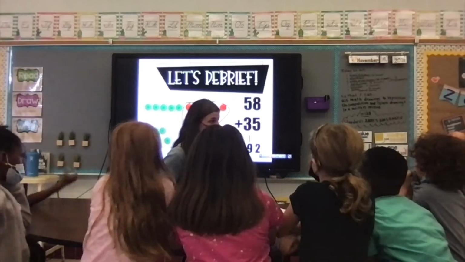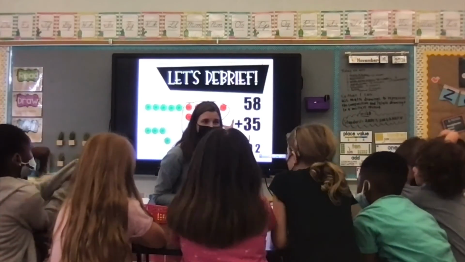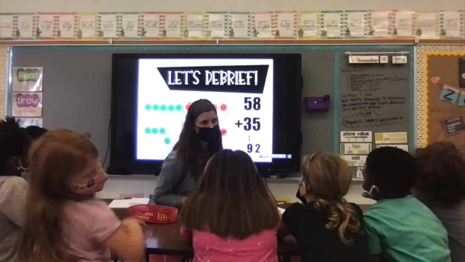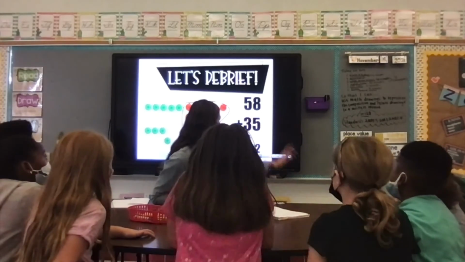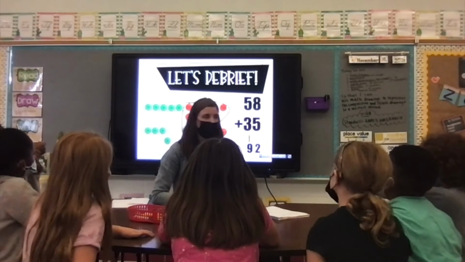They circled 11 ones, right? And how many ones do we need to make a 10? 10. Right? So if they would have done this correctly, how many ones would have been left over after they bundled a 10? 3. So the answer shouldn't be 92, it should be 93.